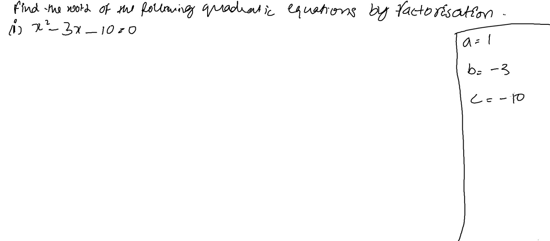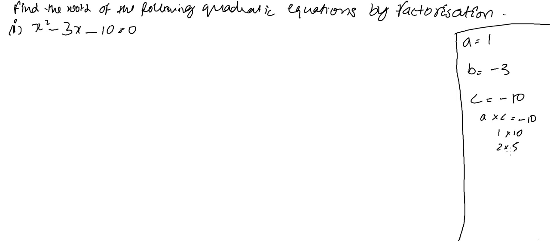So what you have to do is, when you multiply a into c, you will get a value that is minus 10. Minus 10 into 1 is minus 10. So now you have to find the factors of minus 10. The factors of minus 10 are 1 into 10 and 2 into 5.